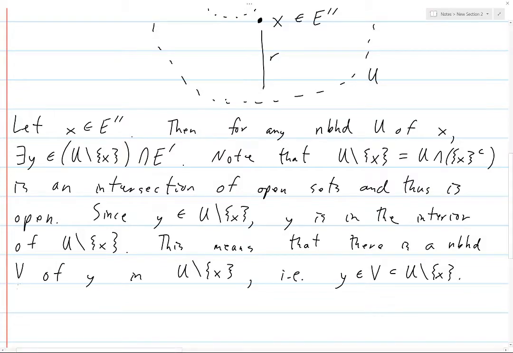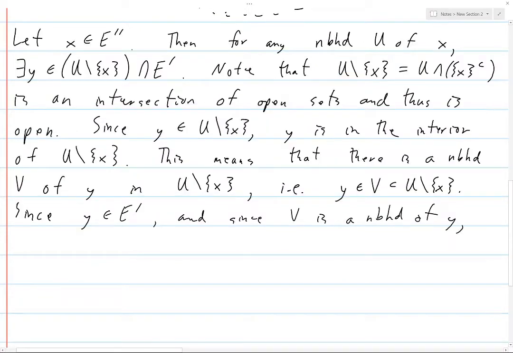Okay. Now, since Y is in E prime, and since V is a neighborhood of Y, we know by the definition of E prime that there is some element, let's call it Z, which is in V and it's not equal to Y, but it's also in E.